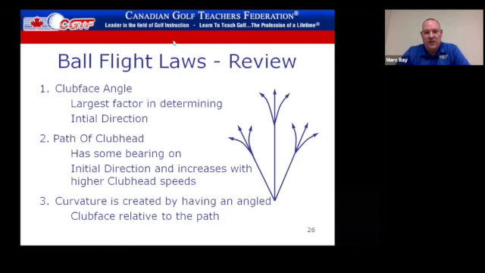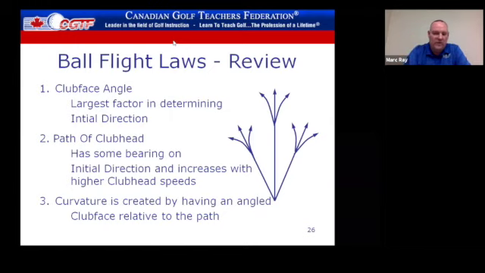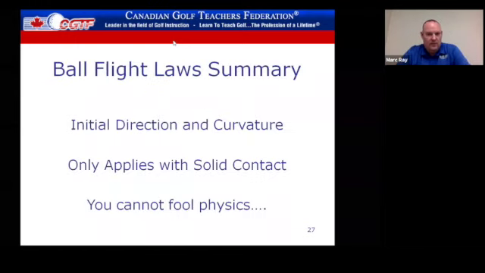And curvature is created by having, obviously, if your path and your club head are not perpendicular to each other, you get curvature. So if you have a club that's pointed this way or this way, you're going to get curvature eventually. So things to remember.